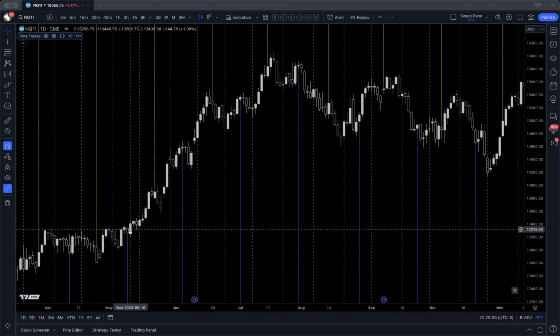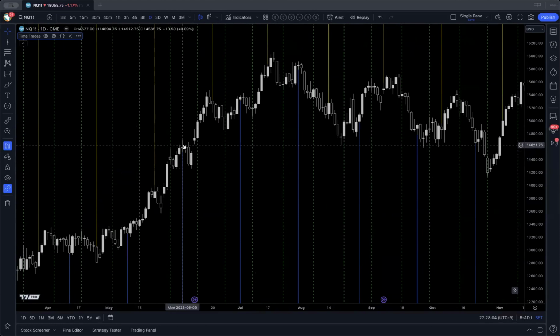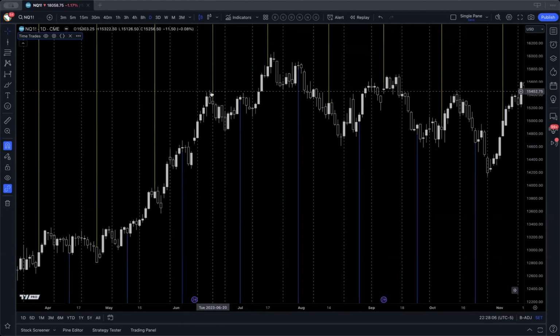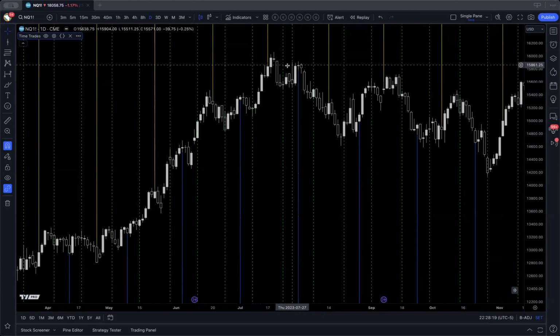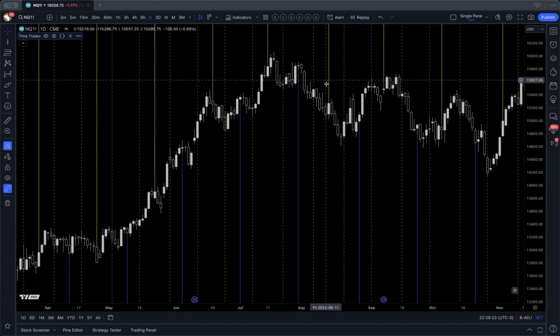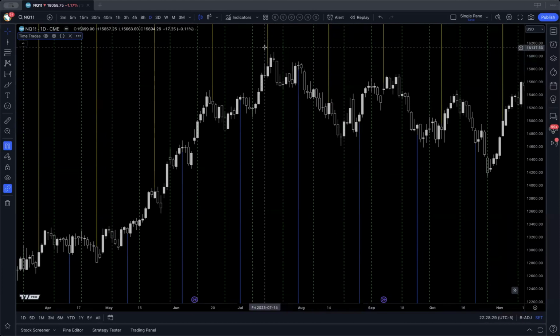So blue was higher than yellow, yellow was higher than blue, blue was higher than yellow, yellow higher than blue, very strong trend. And then we started seeing this change in character where blue was not higher than yellow, it was pretty much a match. Blue was not higher than yellow, it was pretty much a match, right? And then we turned the corner and started heading down.